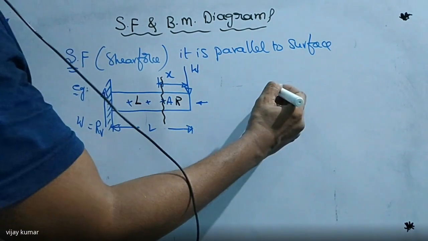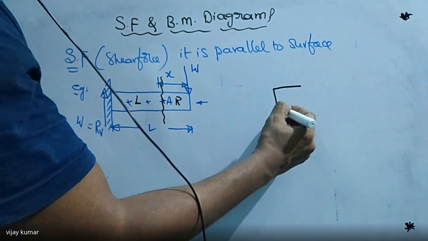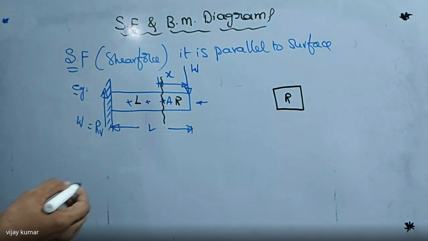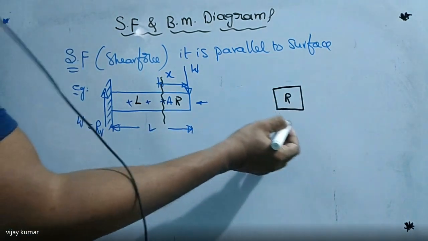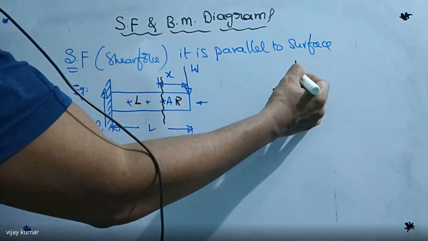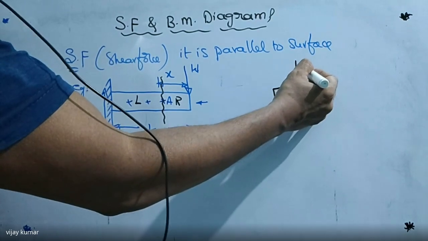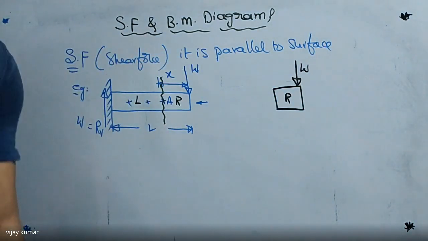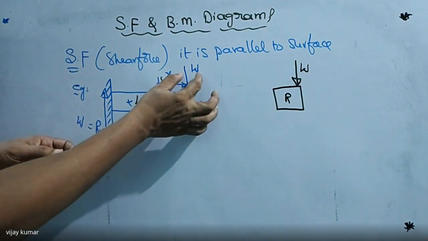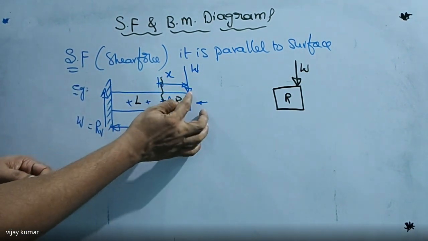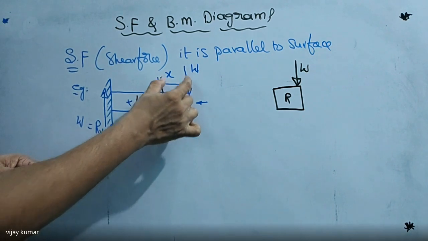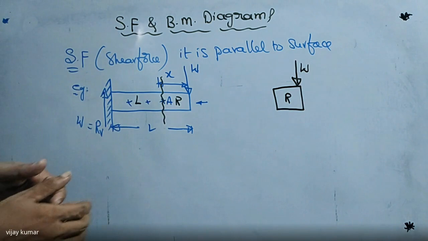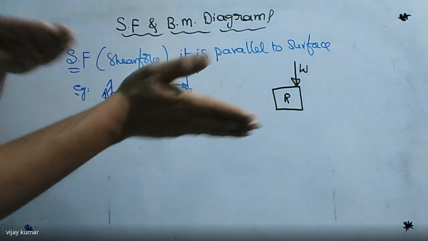Now I'm going to take the right portion here. Now tell me, how many forces are acting on the right portion? Only one force is acting on the right portion. Now, when it is said to be under shearing, that means if you apply the force at the free end of the beam, this portion goes to fail. That is, this portion is under shear. Shear means it is going to break into two parts.